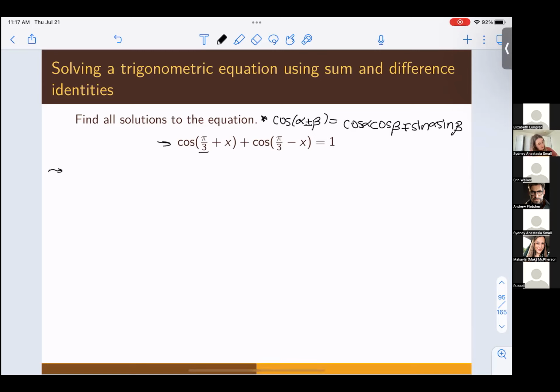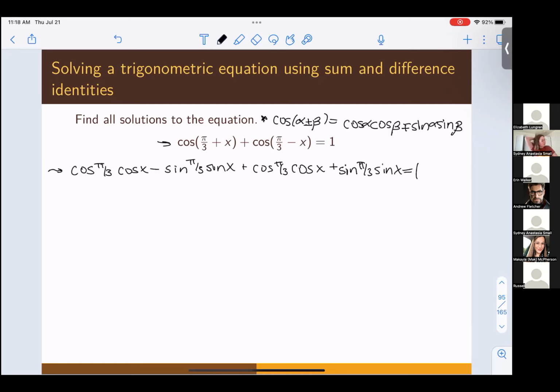We know that alpha is pi over 3 and beta is x. So using the formula, we have cosine of pi/3 cosine x minus sine pi/3 sine x. Now, attacking the second problem with the difference formula for cosine, we have plus cosine pi/3 cosine x plus sine pi/3 sine x is equal to 1.